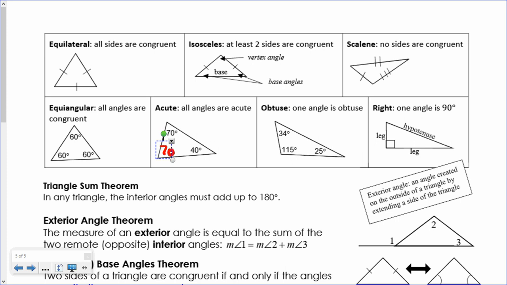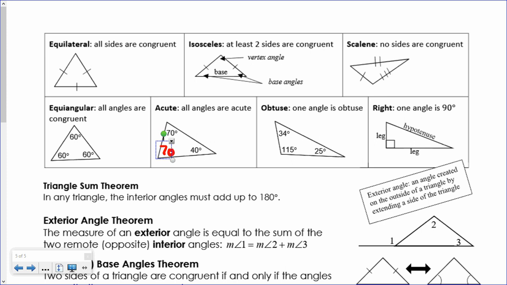For the obtuse triangle, how many angles must be obtuse? One. Just one. Can you have more than one obtuse angle in a triangle? No, because that would be too big. Remember, obtuse angles are greater than 90, right? But shouldn't all the angles in a triangle add to 180? So if you have two angles that are more than 90, that's going to be more than 180. So it's impossible for a triangle. Unless you're in non-Euclidean geometry, which we're not going to learn.